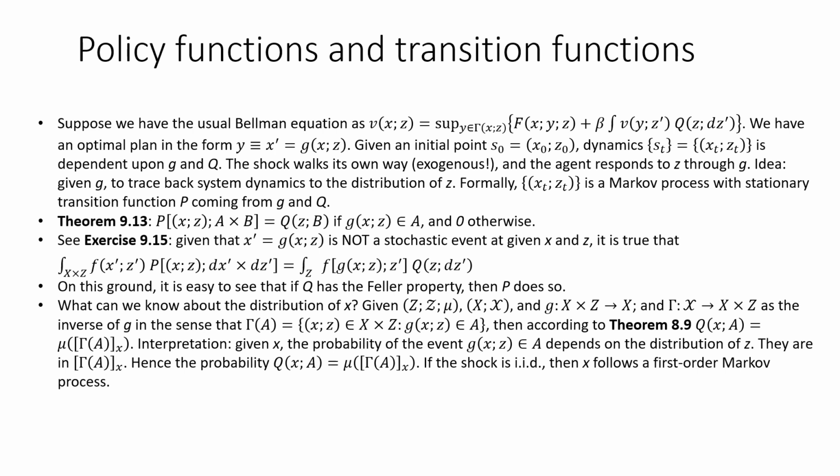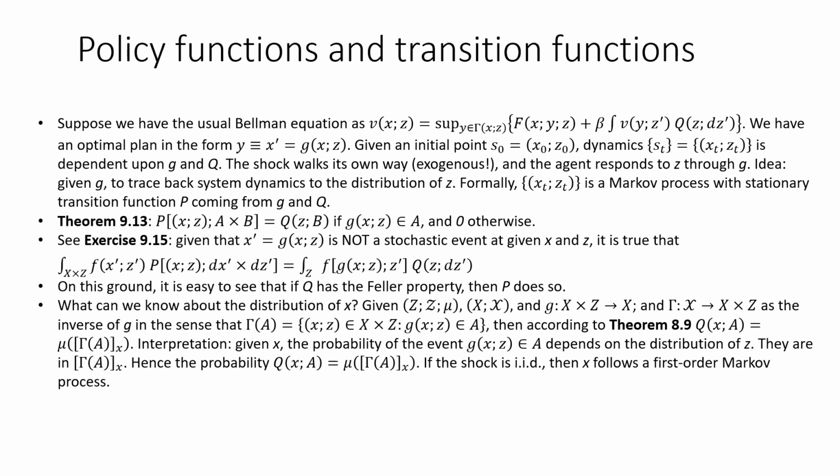What we are looking for is a transition function, P, which is a two-variable transition function. It describes the probability that given x, the endogenous state next period falls into set A, and given z, the exogenous state next period falls into set B. We need to realize an interesting fact, which is not necessarily obvious. Given x and z, the event that the endogenous state next period falls into set A is not a stochastic event.